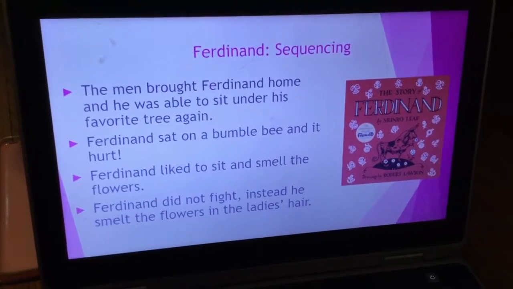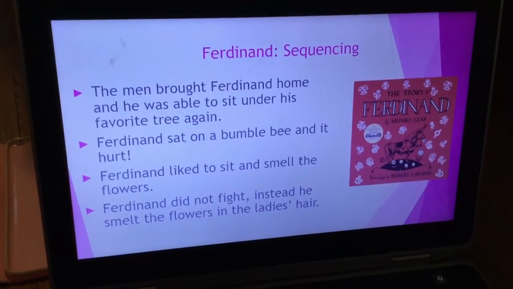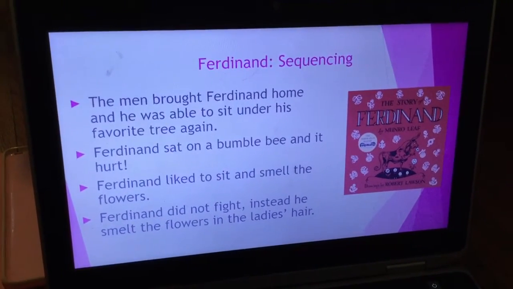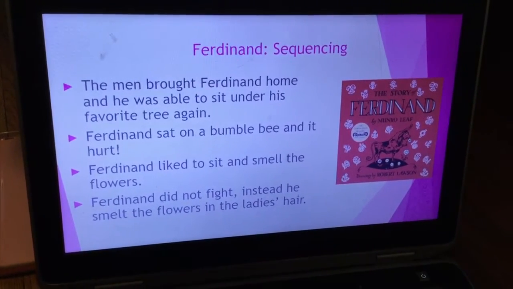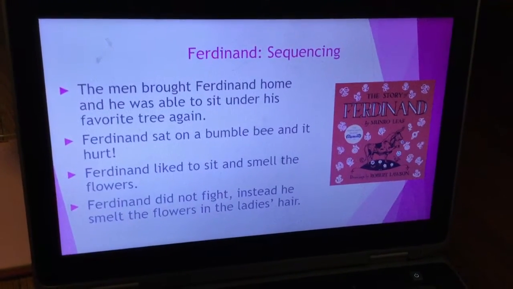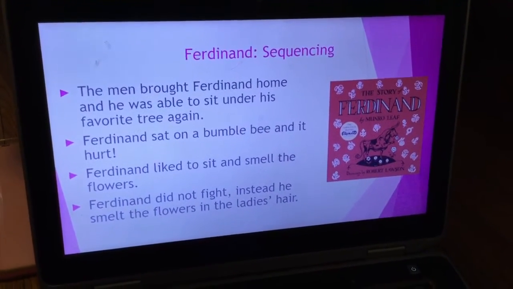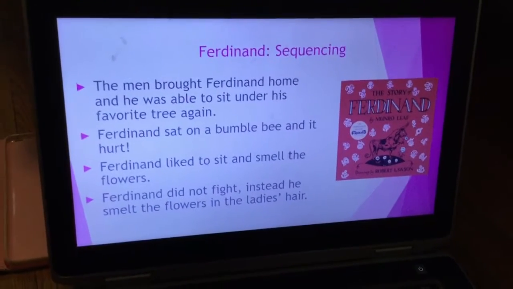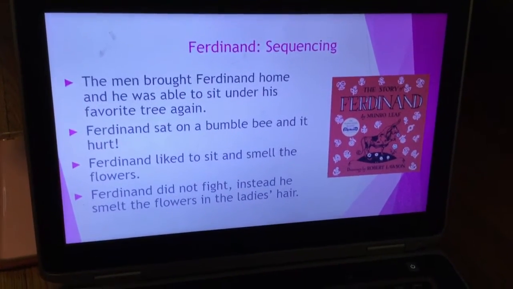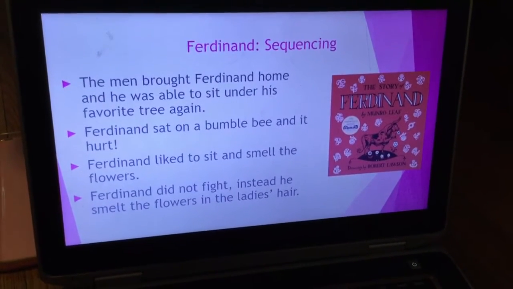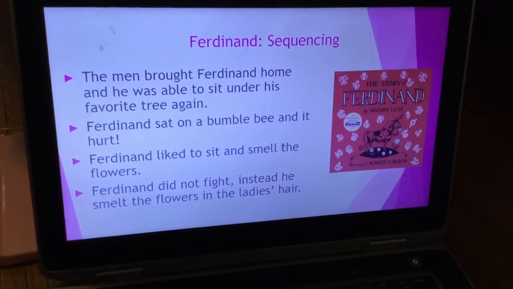For the next part of our reading lesson today, we're going to talk about sequencing with the story we read yesterday, the story of Ferdinand. So I put a few events up here that I thought were the most important events that happened in the story. There were a lot of events that happened in the story, but I didn't want to write them all because that would probably take all day. So I just wrote down the 4 most important events. But the only problem is I don't think they're in the right order. Let's see if any of them are.